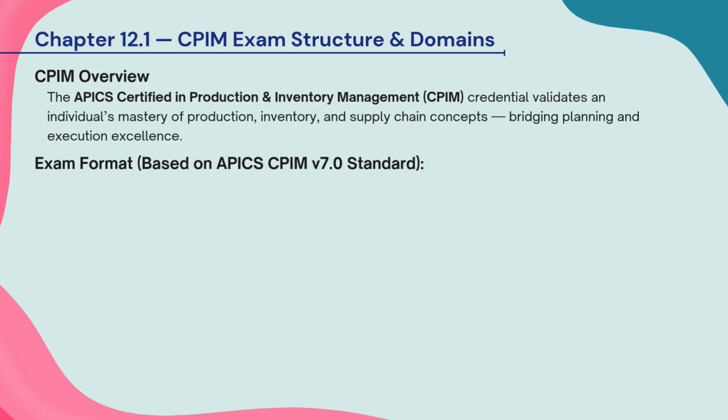The CPIM exam validates a professional's knowledge of production, inventory, and supply chain planning concepts. It follows the APEX V7.0 standard and consists of one comprehensive exam with 150 questions completed over 3.5 hours. The test includes both scenario-based and conceptual multiple-choice questions. Candidates must score at least 300 out of a 200 to 350 range to pass. The exam is delivered online or at Pearson VUE centers and conducted in English.